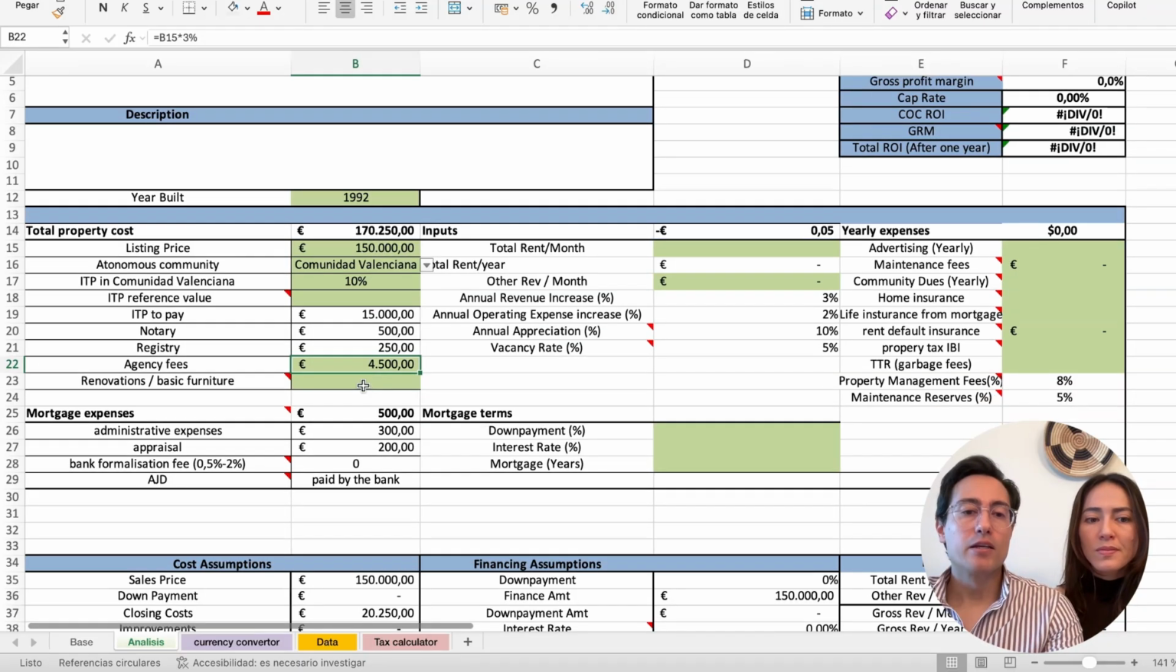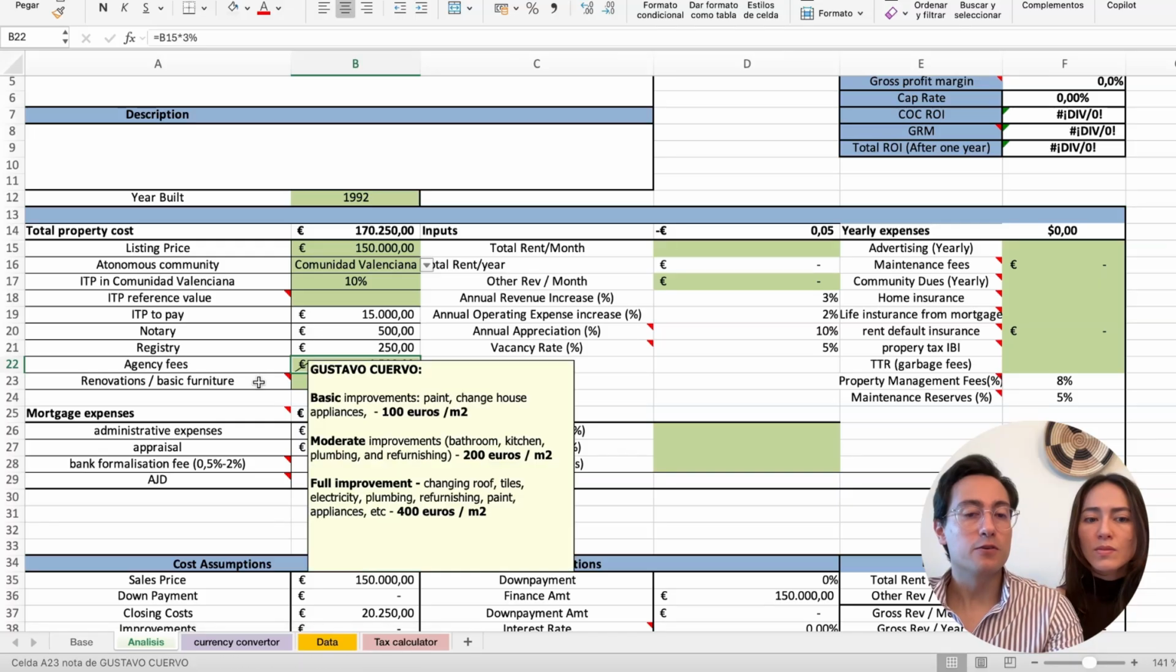In terms of renovations and basic furniture, we have this cheat sheet for you to use. Basic improvements, which are paint and a change of house appliances, will be around 100 euros per meter squared. If you're looking into more moderate improvements like the bathroom, the plumbing, the kitchen, refurnishing, this will be around 200 euros per square meter. And a full improvement, if you're looking into changing the roofs, the tiles, the plumbing, the electricity, etc., will be around 400 euros.